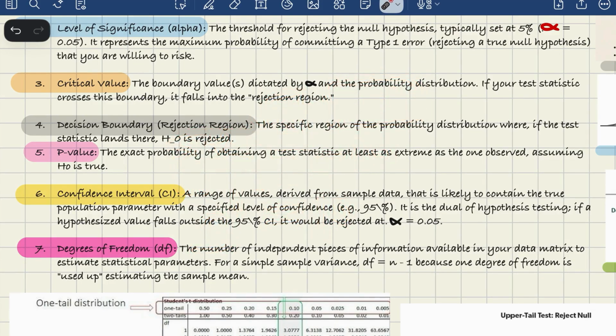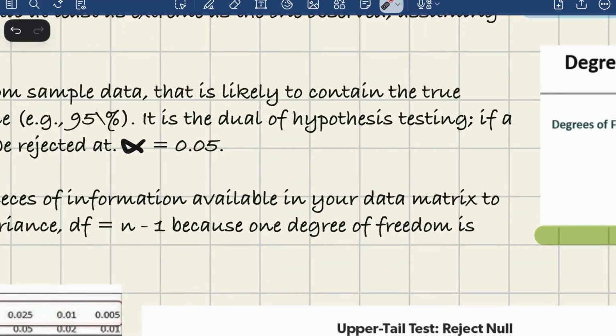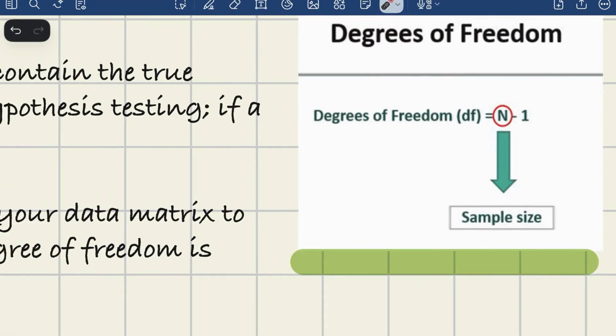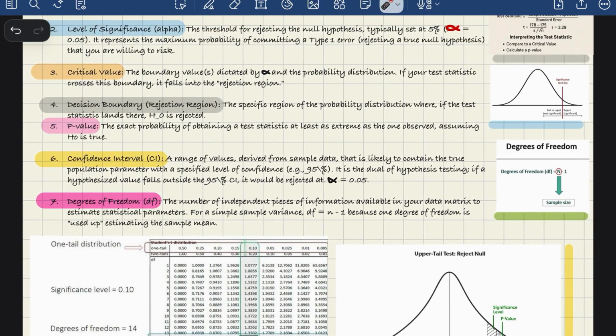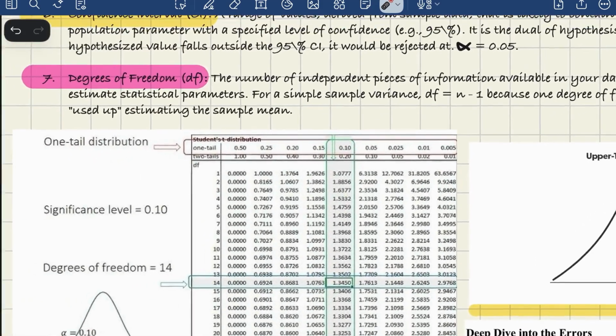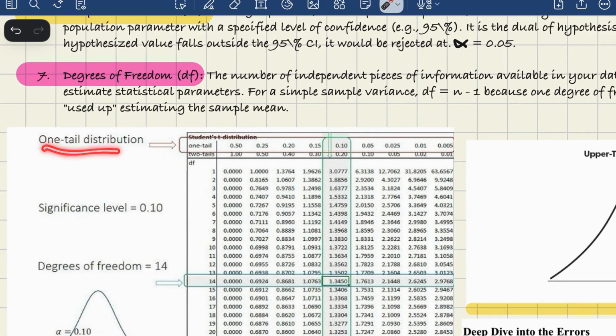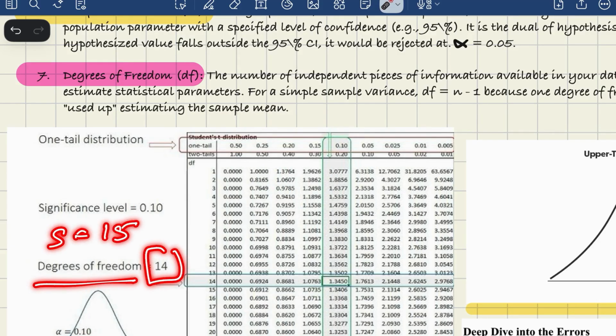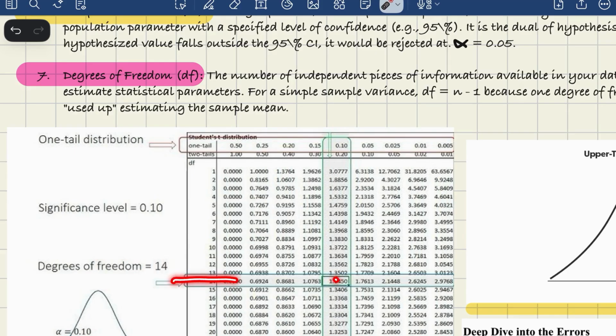So now we have all the definitions. Degree of freedom is calculated by n minus 1, where n stands for sample size, and we use this to identify our value. For example, we have a one-tail distribution, our significance level is 0.10 and degree of freedom is 14. That means sample size is 15, since degree of freedom is n minus 1, which is 14. Based on that, we identify the p value.